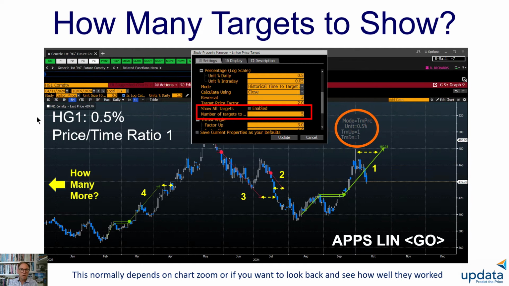How many targets do you show? Well, I use 5. So 1, 2, 3, 4. You can just see here the targets, and there'll be many more. If you zoom back on the chart, you can look at more, but I use 5. You can enable it to do all the targets, but given that you're calculating all of that data on chart that you're never looking at, it slightly depends on the chart zoom to see how well they've worked. So time up, time down here is 1, but how many should you show?